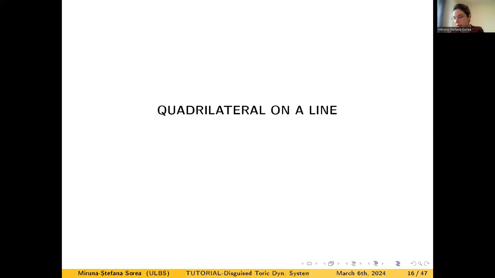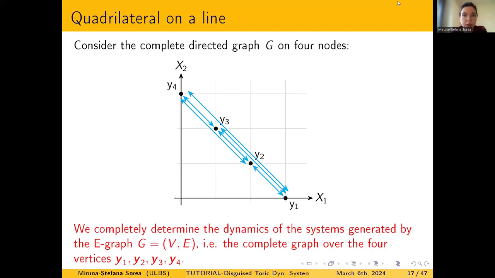I think with this, I really clarified all the details for the triangle on a line, and we can think of what happens for the quadrilateral. We started doing this systematically, so the plan was to get to the n-gon on a line. Things get quite complicated. So what about the quadrilateral on a line? What we call the quadrilateral on a line is a complete directed graph on four vertices.